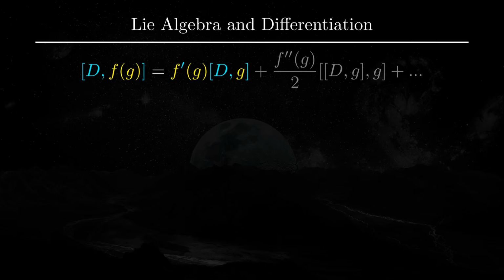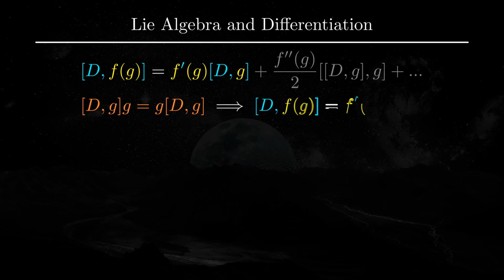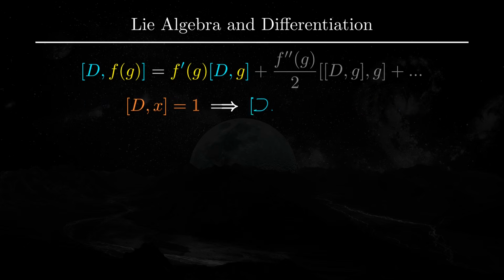But that's a digression. I highlighted the term on the left-hand side of the equation because I wanted to emphasize that the chain rule is built in here. In fact, if g commutes with the commutator of d and g, then it becomes the chain rule. And if you define the commutator of d and x to be 1, then you essentially have defined an alternative to the derivative.